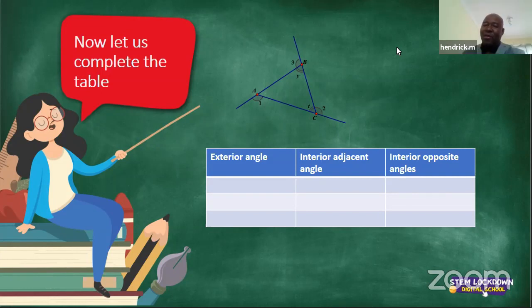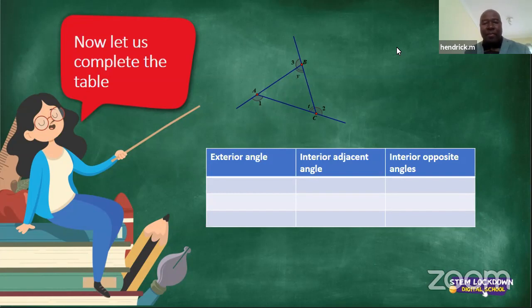Thank you very much indeed. Let's carry on. Thank you, Kutso, for taking the time to participate. Let's go to the next one now. Kutso has mentioned C2 as the exterior angle. She has said that CT is an adjacent angle. She also mentioned Y as one of the opposite angles. And of course, we had to correct and add BAC as another opposite angle.